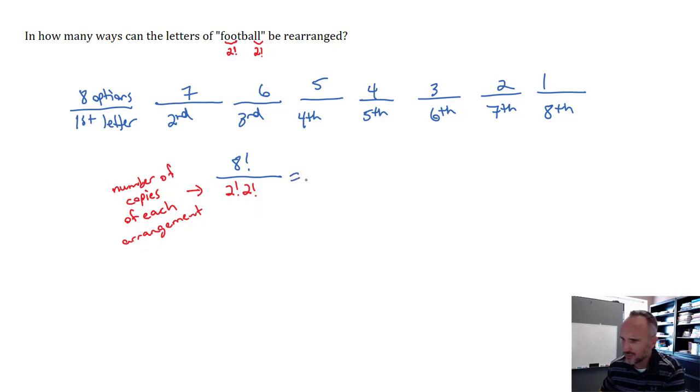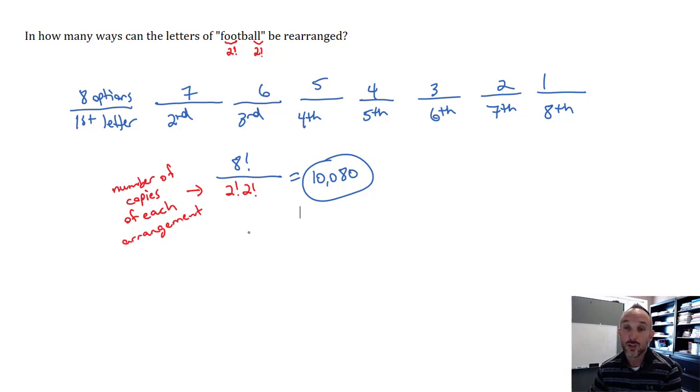Now let's see here. Let me grab my calculator so we can get the number here. I could do this by hand probably, but let me just use the tools that I have at my disposal. 8 factorial over 2 factorial times 2 factorial equals 10,080 ways that those letters could be rearranged. And we've taken into account all the various copies of the arrangements.